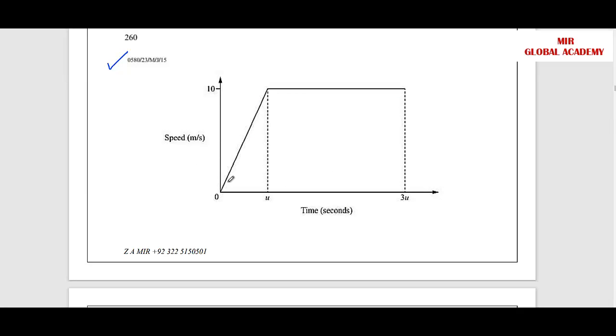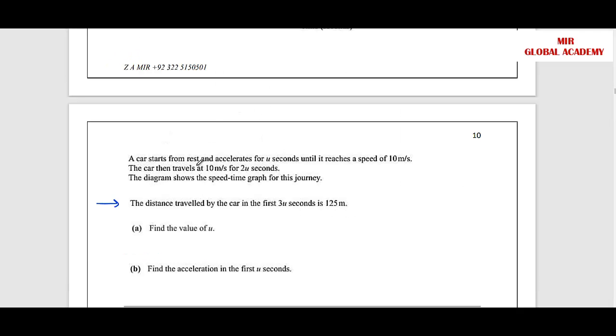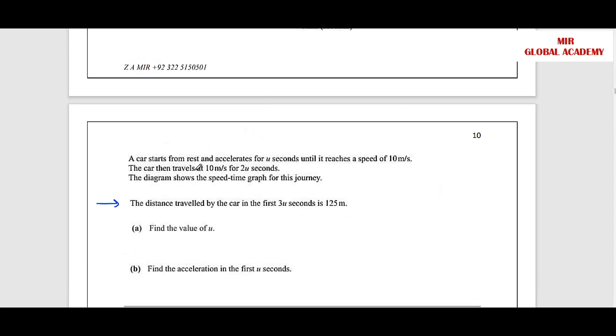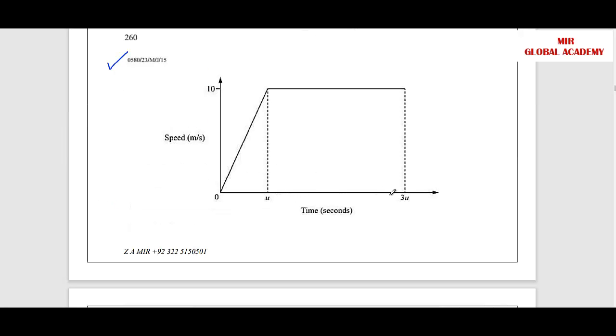Next question, this is the graph of the next question. Here the speed is increasing and then the speed remains constant. The car starts from rest and accelerates for u seconds until it reaches a speed of 10 meters per second. So for u seconds, this u time is unknown, the car reaches the speed of 10. The car then travels at 10 meters per second for 2u seconds. For the next 2u seconds, the total time will be 3u. Its speed remains constant at 10 meters per second. So this is u, and u plus 2u will make it 3u.